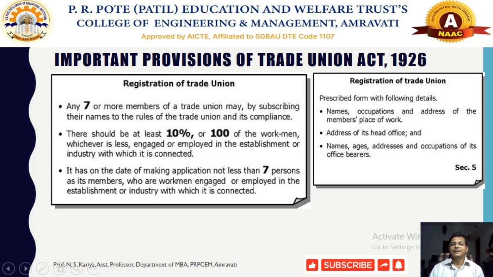As well, some information related to the registration of the trade union needs to be mentioned: name, occupation and address of the member, as well as the member's place of work. So whoever the office bearers of that particular trade union are, all their information, along with the address of the head office, and the name, age, address and occupation of the office bearers. All this information must be made available to the registrar of the trade union according to section 5 of the Trade Union Act 1926.